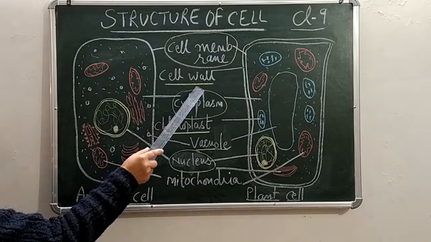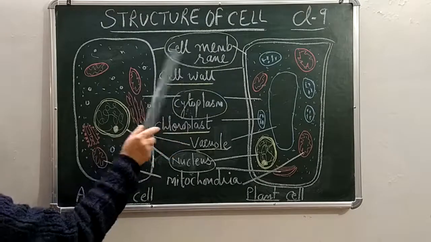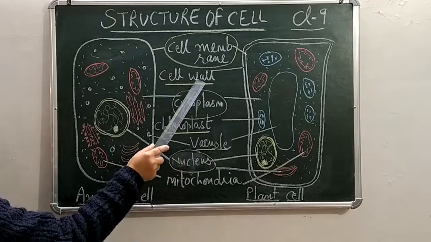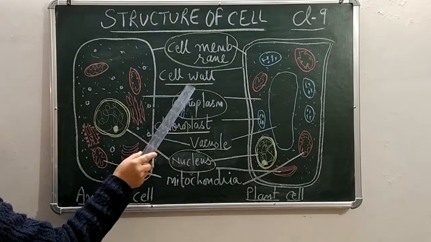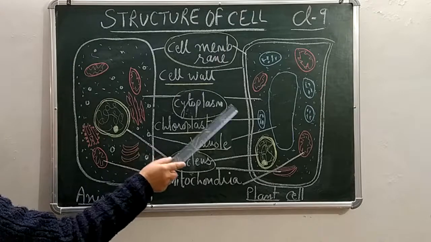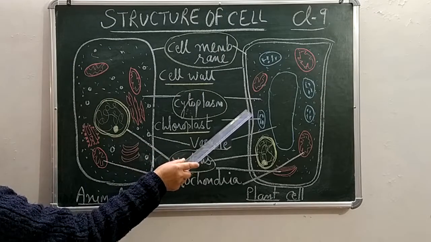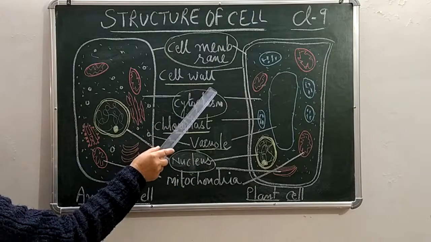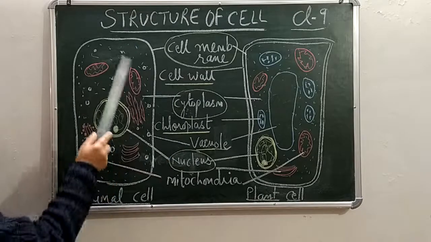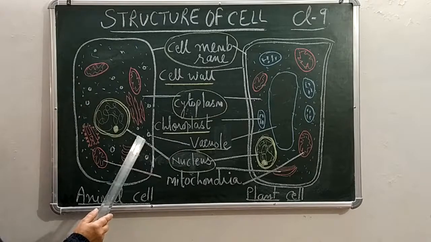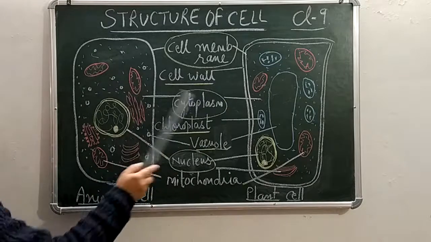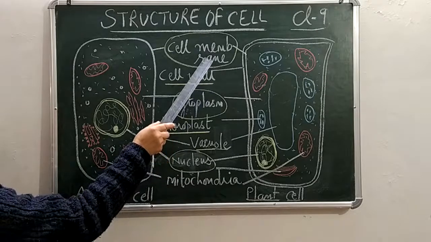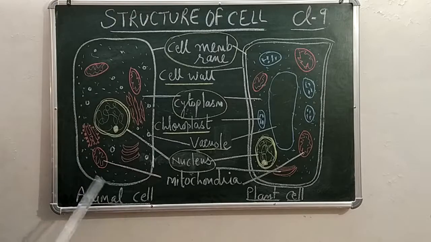Now see, cell wall. I told you cell membrane is present in both. But in addition to the cell membrane, plant cells also contain a wall around it. Wall means it is again a membrane, and this membrane is around the cell membrane. That means plant cells have both cell membrane as well as cell wall. This cell wall is not present in animal cells. So this is the first difference between animal and plant cell: plant cells contain a cell wall in addition to the cell membrane. Animal cells do not contain any cell wall.